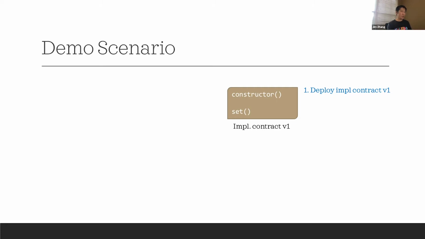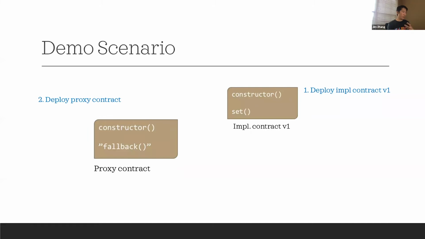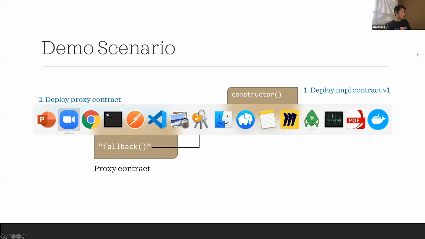And the version 1 will have a set function on it. We'll deploy that first, and then we'll deploy our proxy contract. And the proxy contract will have this fallback function implemented. And then the proxy contract will be initialized to be pointed at the implementation contract, version 1, so that a set call can be invoked on the proxy contract and be processed by the implementation contract. So let's look at that portion of the demo first.